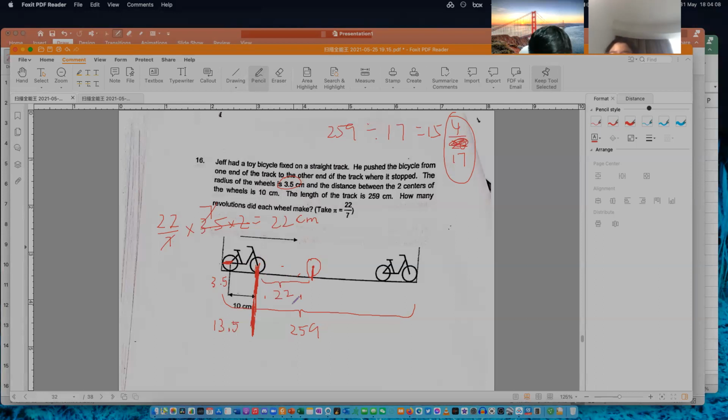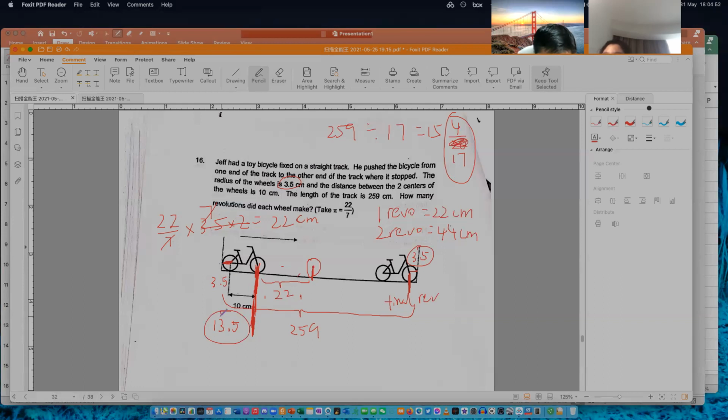Yeah. So continue, another 22. Okay, so basically, let's write down. One revolution is 22 cm, so two revolutions is 44, right? And then you realize that until here is another revolution. This is the final revolution, and in the final revolution, you still have this 3.5 left. So basically you have 3.5 and then you have 13.5.